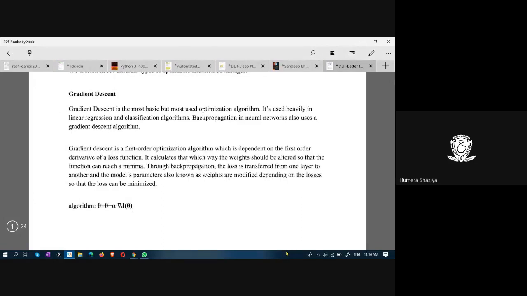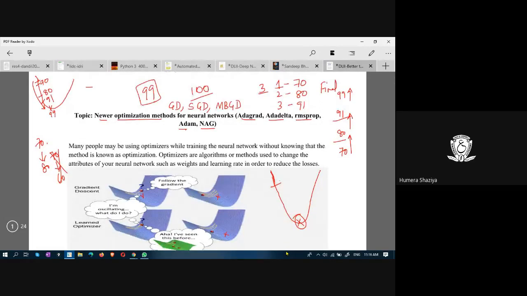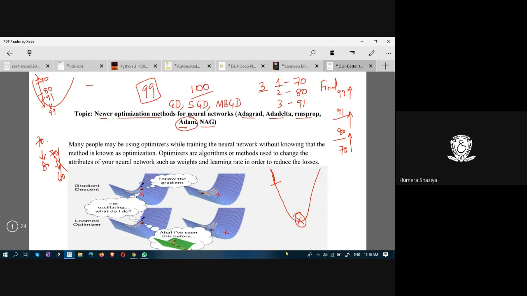To begin with, the basic method, which is gradient descent, was the most basic and most widely used optimization method until recently. In recent times, these newer methods became prevalent, and mainly researchers are using the ADAM optimizer in most of their deep neural networks.